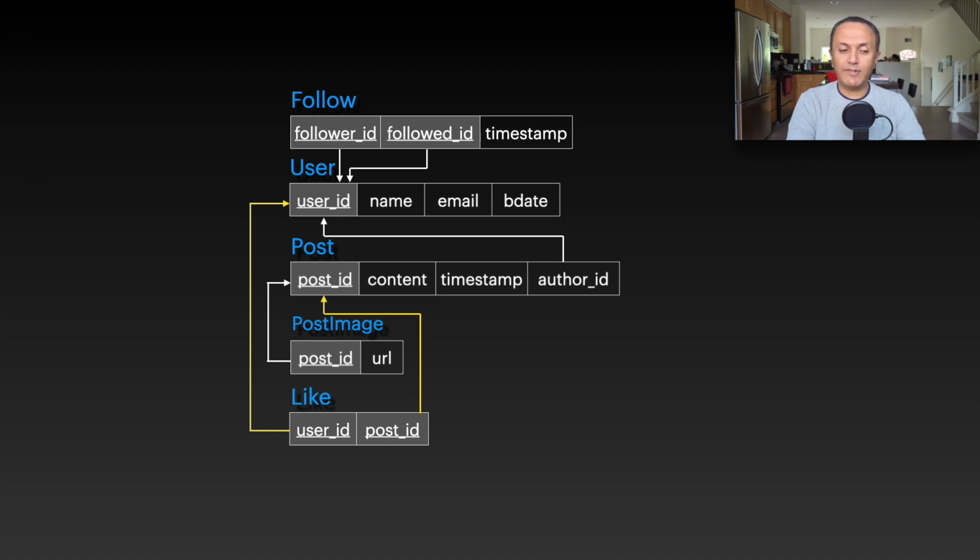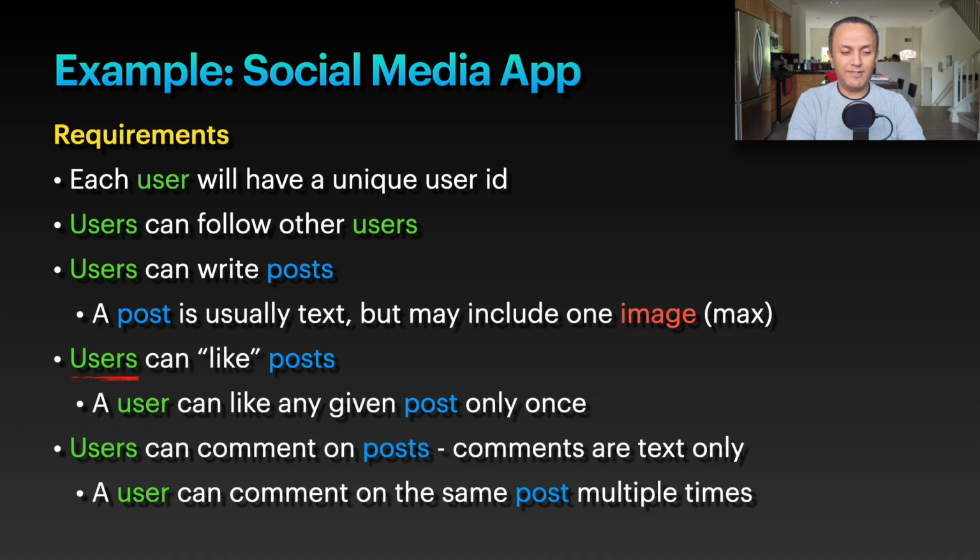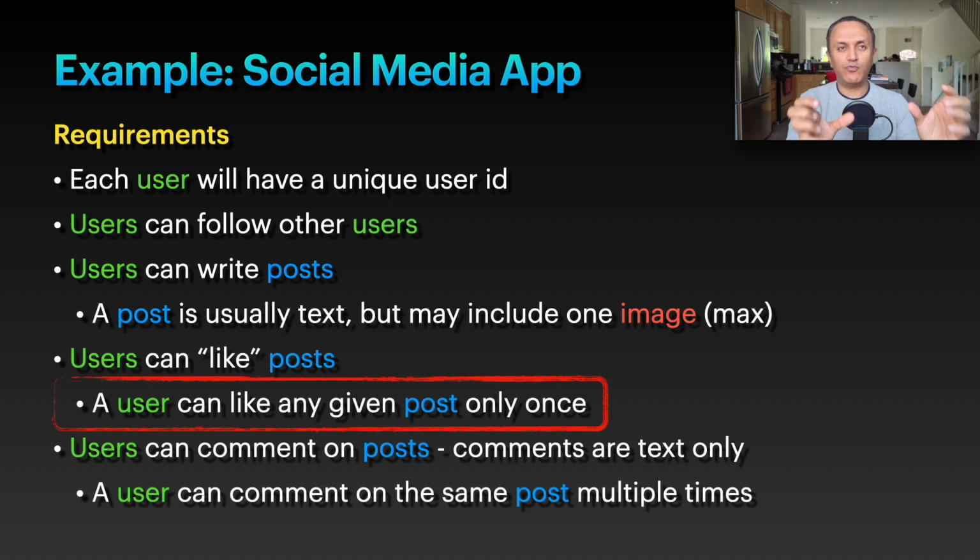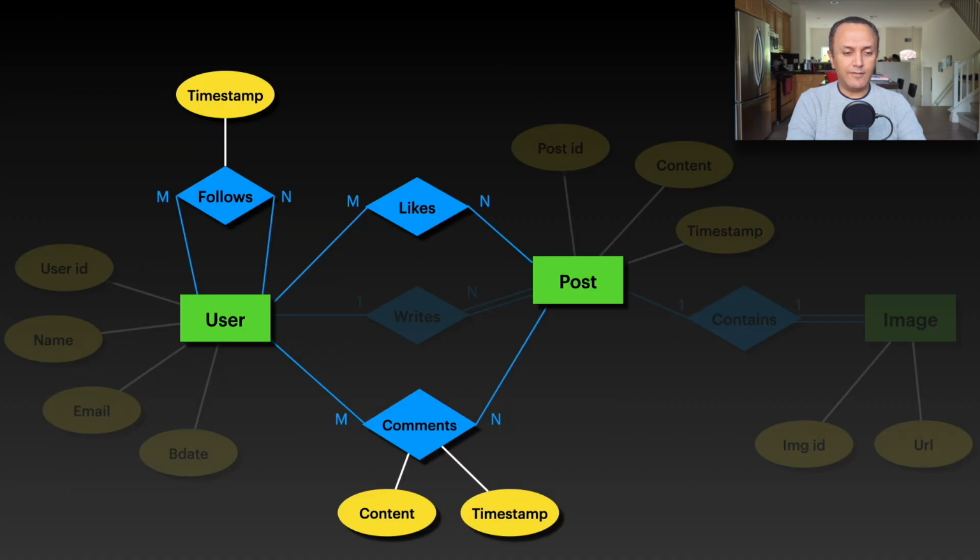Let's look at the requirements actually. The requirements say that a user can like any given post only once. So the same user can like the same posts just once. So that combination will never repeat. So it is unique, and hence it can be the primary key. Let's look at the third relationship, which is the comment relationship. So a user can comment on posts, and comments can have a content and a timestamp.